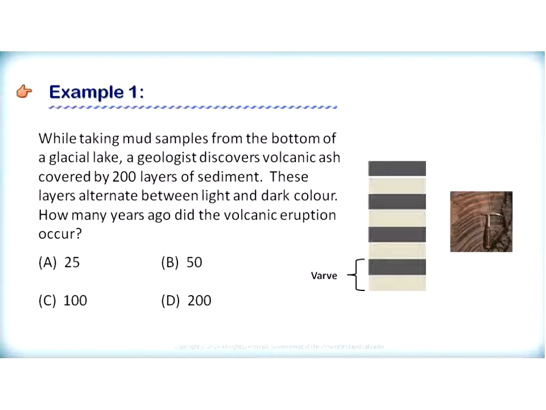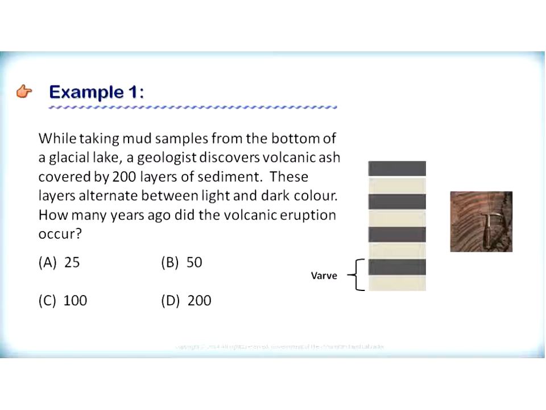While taking a mud sample from the bottom of the glacial lake, a geologist discovers volcanic ash covered by 200 layers of sediment. These layers alternate between light and dark color. How many years ago did the volcanic eruption occur?